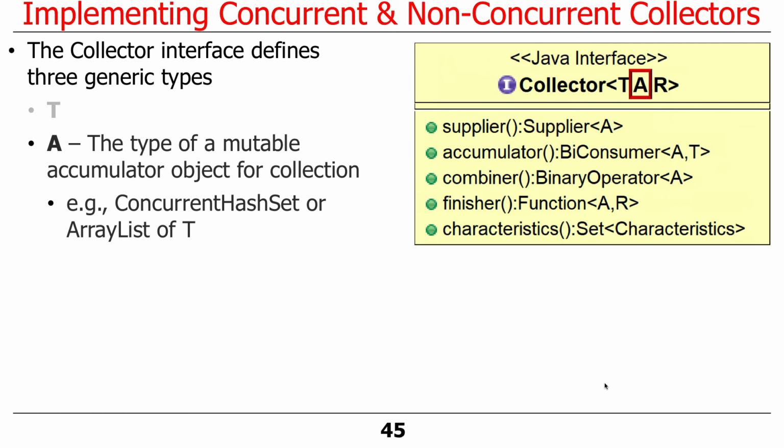A is the type of mutable accumulator object that's going to be used to actually store the results, and that we're going to use as the collection to collect all this stuff. So if we're doing it for a concurrent collector, it might be a concurrent hash set. If we're doing it for a non-concurrent collector, it could be an array list. It's basically whatever it is we want this thing ultimately to accumulate.